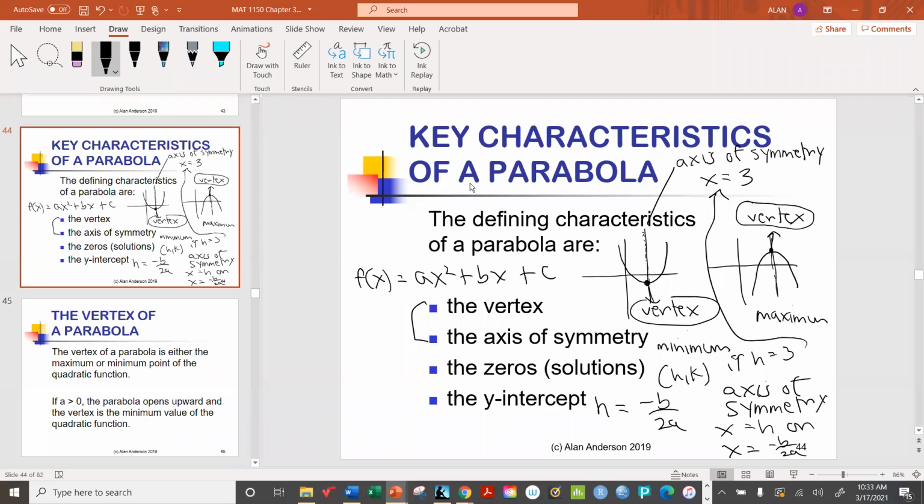So how would you find the y then? If we know x is 3, how do you find the y if it's not exactly at 0? Then the k, in other words the y value, would simply be obtained by plugging h into the original function. So you would have a h squared plus b h plus c. Whatever h is, you can find k by plugging h into the original function.